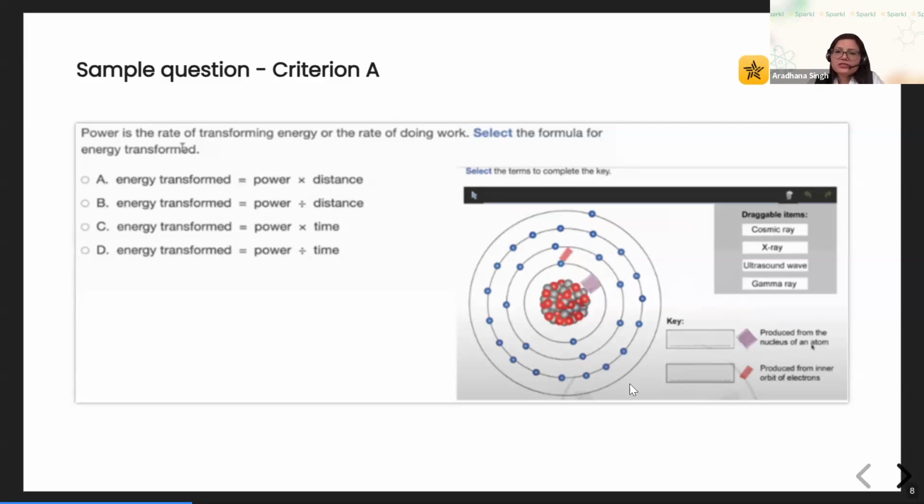Also, the second question here is about atomic structure. In the core of the atom, we have the nucleus, and the question is asking to drag the correct item as per the details given here. The first one is which wave is produced from the nucleus of an atom, and the options are cosmic ray, X-ray, ultrasound wave, and gamma ray. Again, you have to recall the concept here, only then you'll be able to handle this question. So it is not a calculation type question. It is just a knowledge and understanding type question.